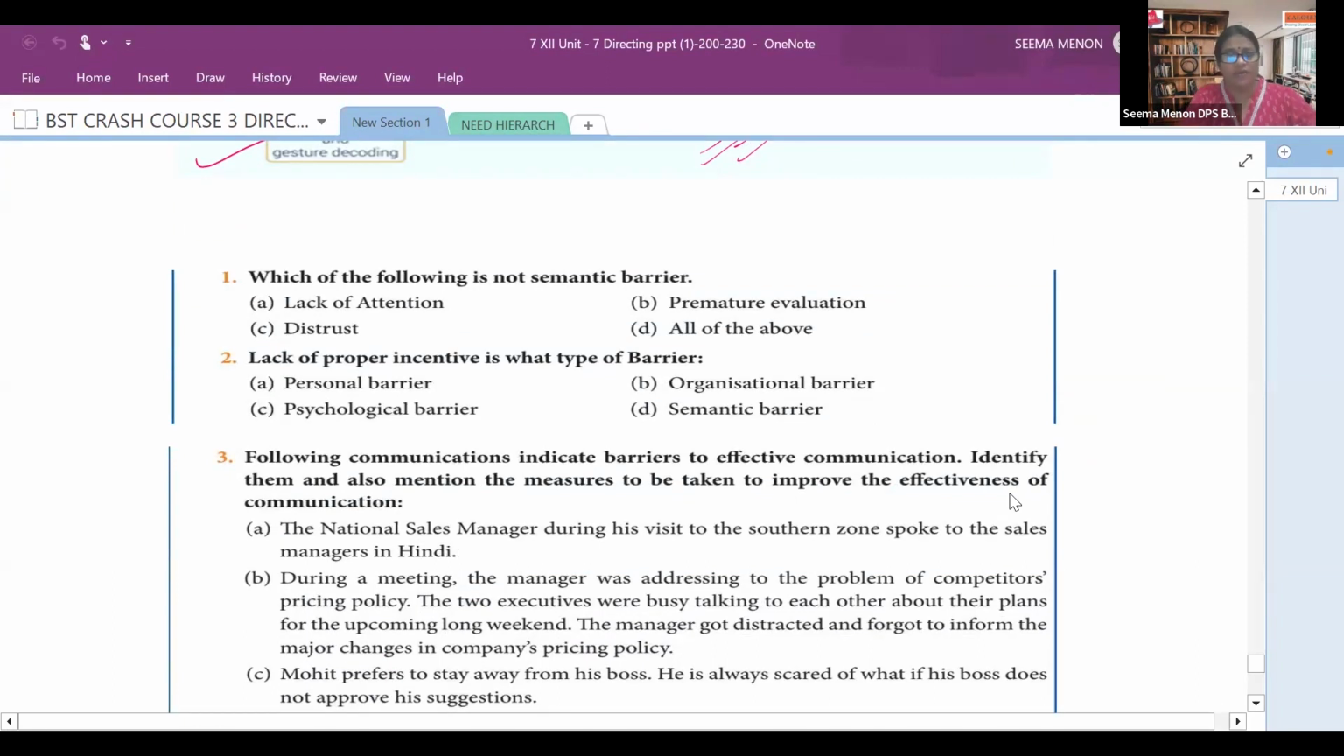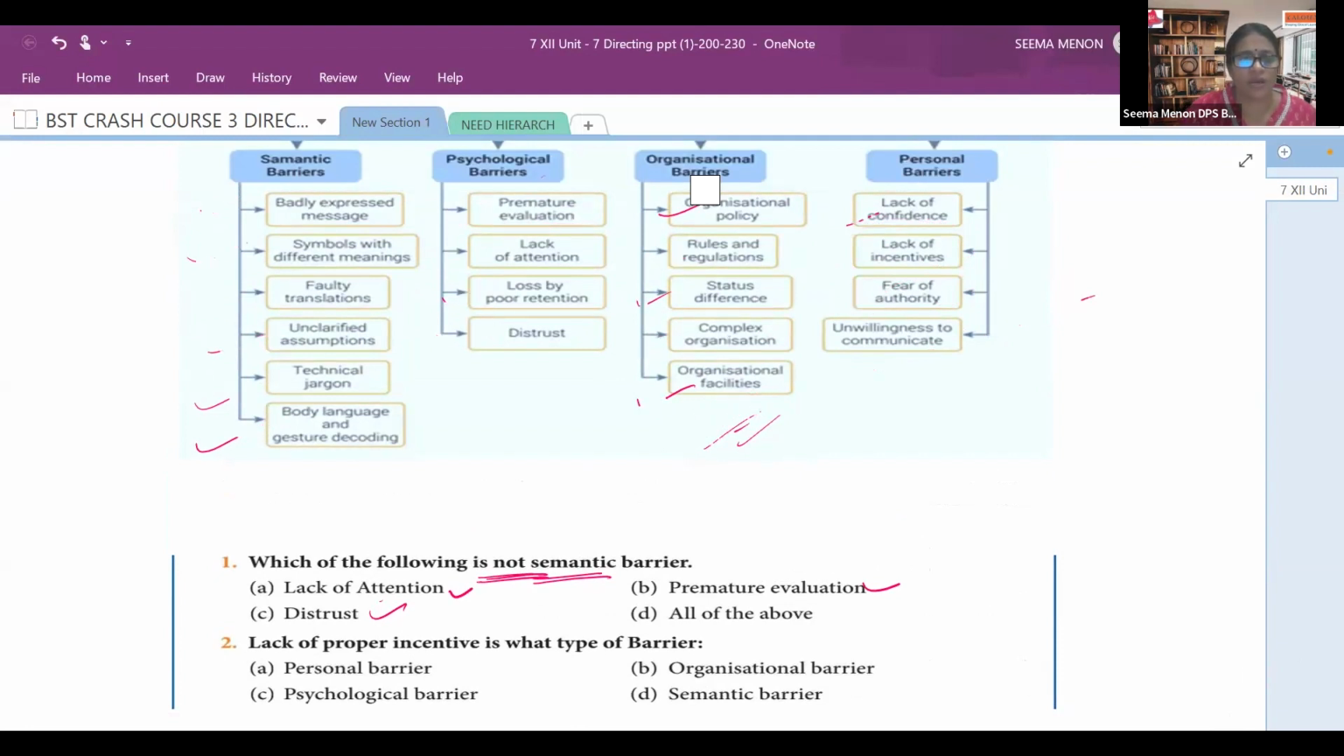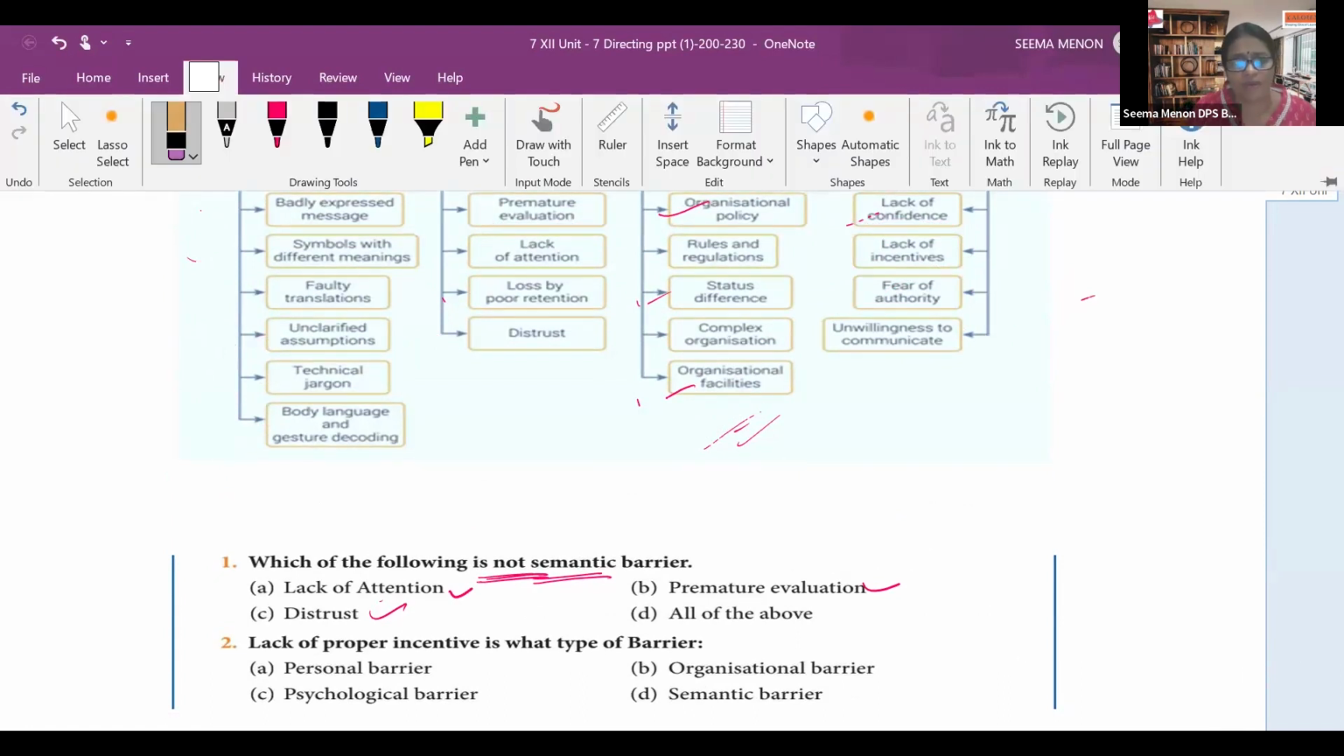Here you can see the first one is, which of the following is not a semantic barrier? You have to focus here, then you will be answering. So there are so many things. Let's see whether lack of attention will come or not. Premature evaluation will come. Distrust. We are discussing the semantic barrier. Lack of attention will come under which? Lack of attention is coming where? I will erase all these things. So you can see that lack of attention is coming in the psychological barrier. Okay, so that is not a semantic barrier.